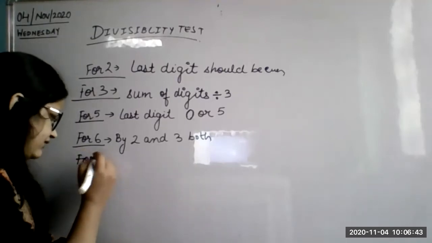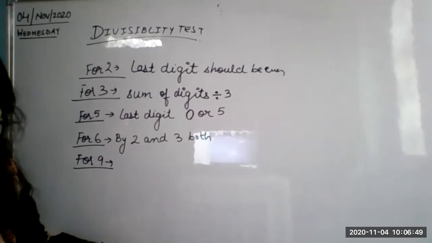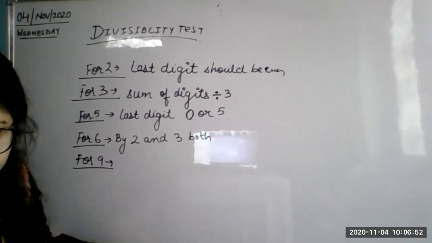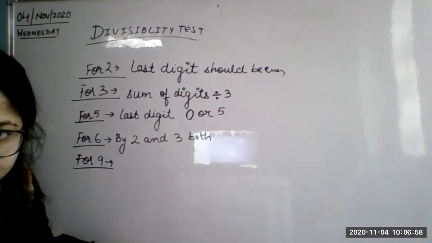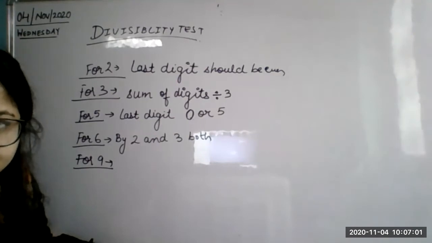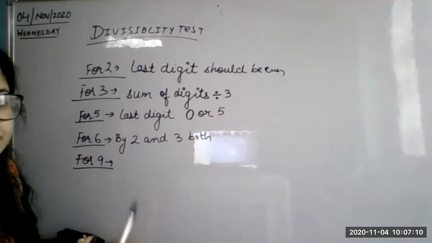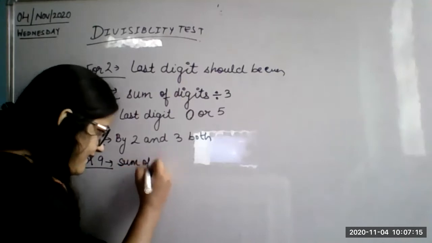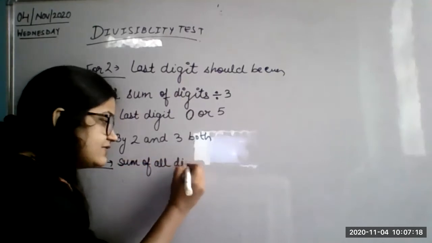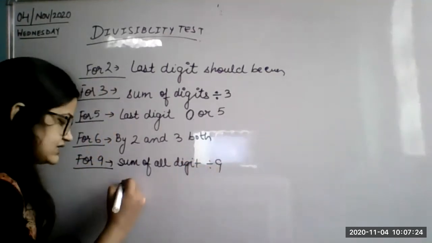Okay. Next, for 9. Ma'am, can I tell? Yes, ma'am, tell me. What is the divisibility test for 9? Sum of all digits should be divisible by 9. Yes, ma'am.